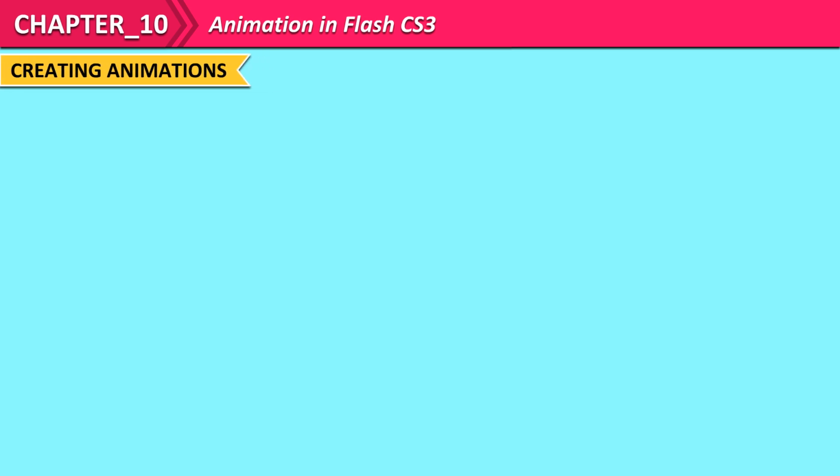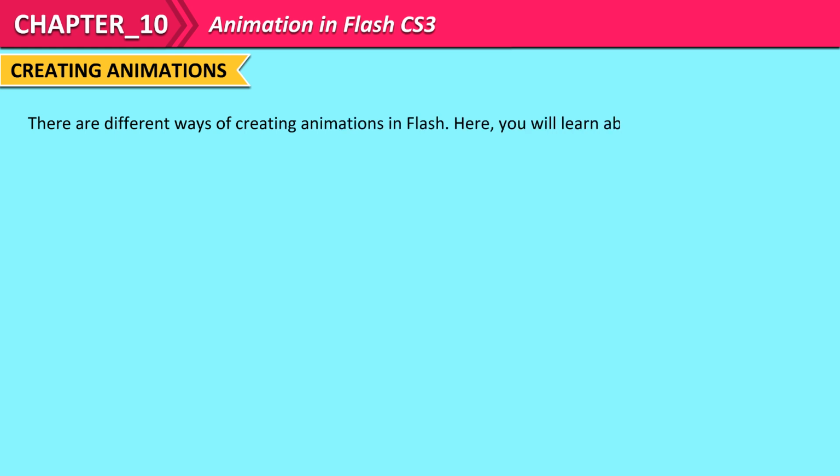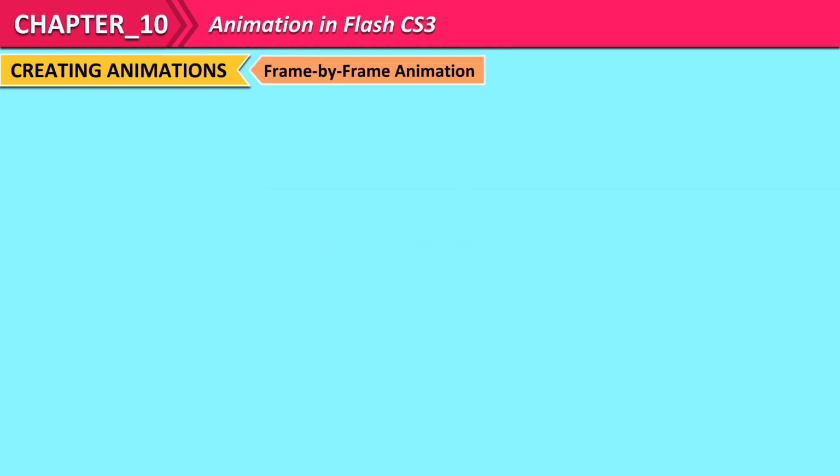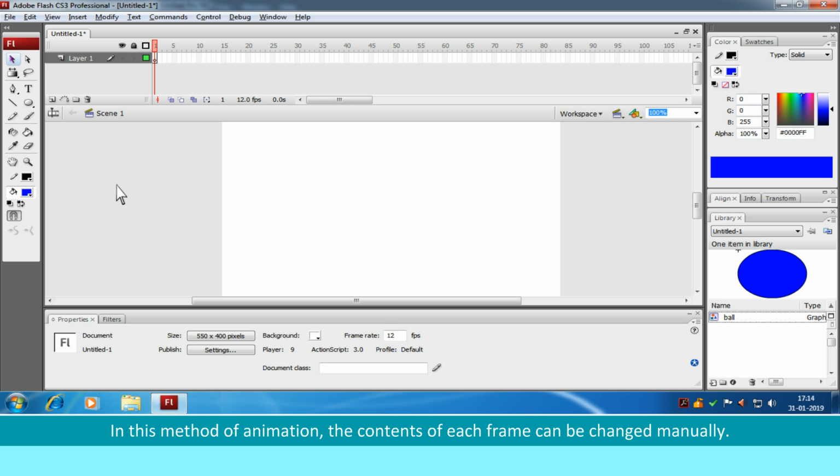Creating animations. There are different ways of creating animations in Flash. Here you will learn about the following animation methods: frame-by-frame animation, tweening animation, motion tweening, and shape tweening. Frame-by-frame animation. In this method of animation, the contents of each frame can be changed manually.